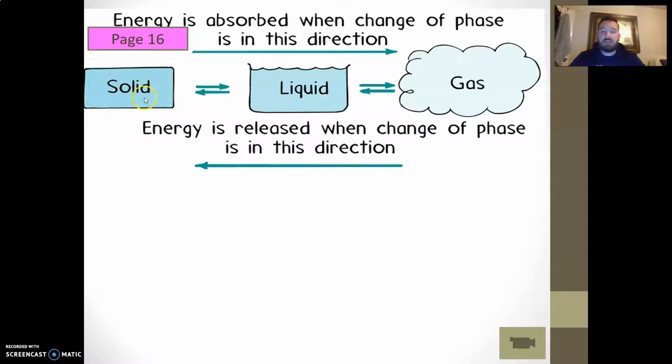We have solid on the left, liquid in the middle, and gas on the right. So when a substance absorbs energy, molecules are starting to speed up, right? Energy is absorbed when we are increasing in temperature. So we go from solid to liquid to gas as we increase temperature. And as we decrease temperature and energy, we're going from a gas to a liquid to a solid. I'm sure that's elementary to you.